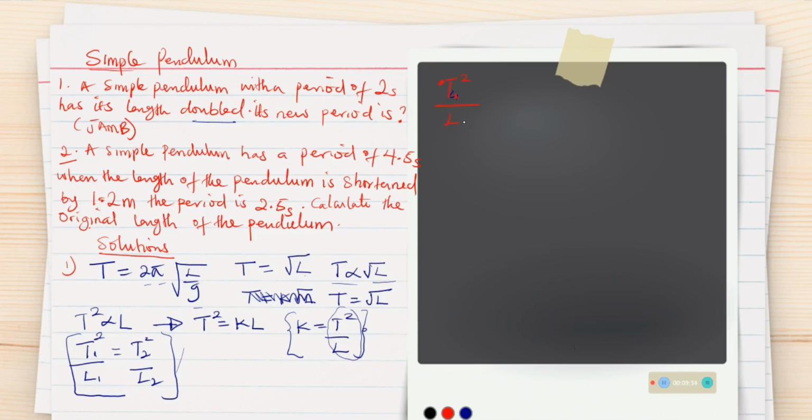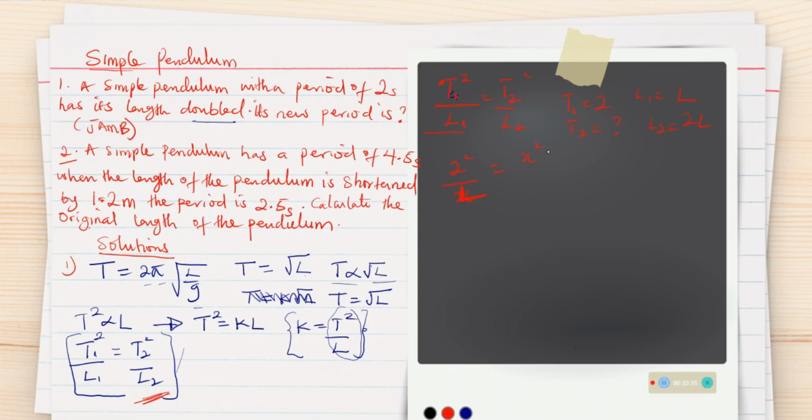Now, from the first question, what do I have as my T1? I have T1 as a simple pendulum with a period of 2 seconds. T2 we don't know; its new period is unknown. L1 we don't know either, so let's just call it L. L2 has its length doubled, so we can say it's 2L. If you bring all of these parameters together and substitute into this equation, I'm going to have 2 squared over L, the first length, is equal to T2, which we don't know, so we can call it x, squared over L2, which is 2L.